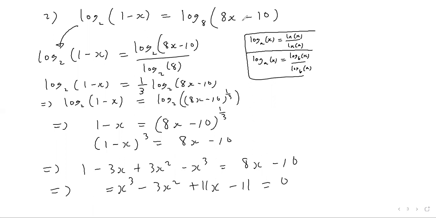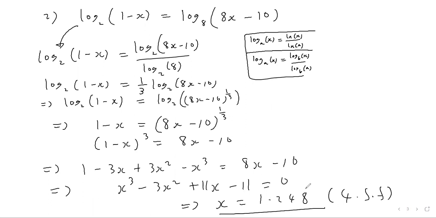But in this question here, let's just say that they don't tell you that. So you can just use the calculator to solve this. You've got a polynomial of degree 3. Your a value is 1, your b value is minus 3, c value 11, d value minus 11. Solve that, and we get one solution. So we get x equals 1.24824 to 4 significant figures. So that's the solution of this equation there.